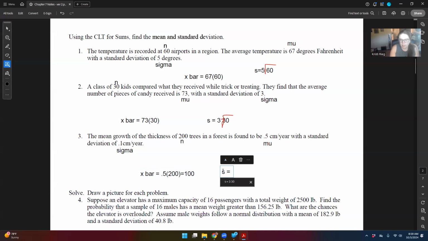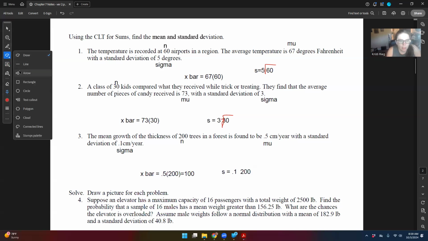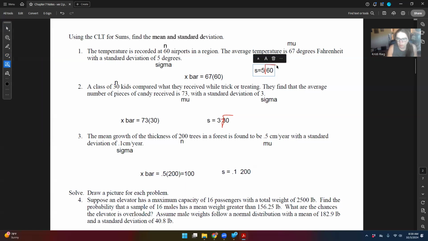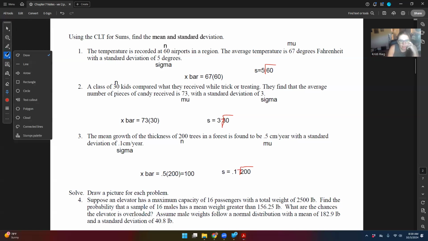Okay, and then S equals our sigma times the square root of n, so the square root of 200. I wonder if I could just steal a square root that I liked from the book. Can I copy? Nope. Okay, too much. Okay, so that's how you find the average and the standard deviation for those two central limit theorem problems.